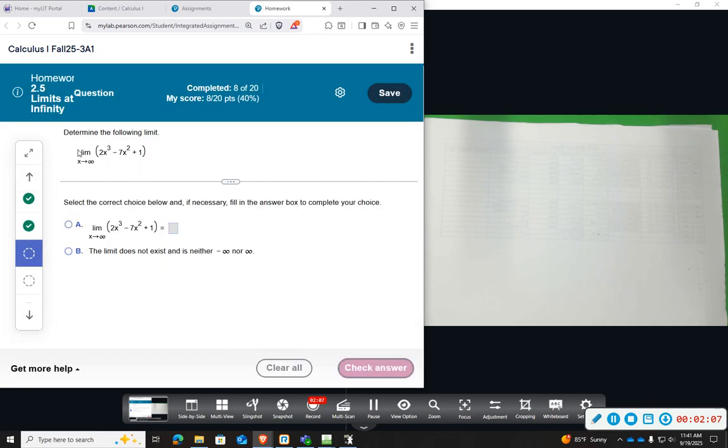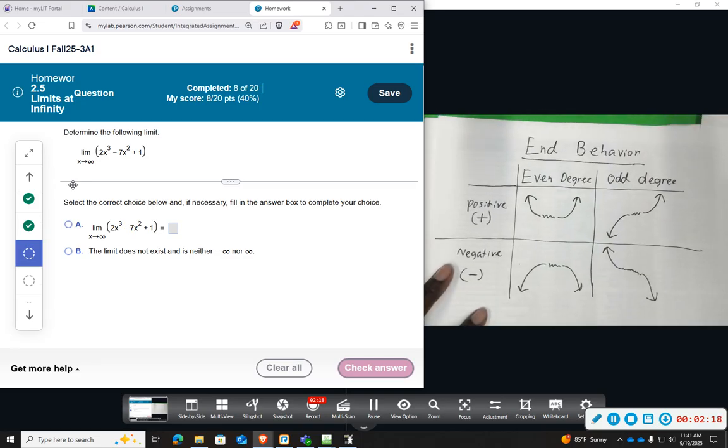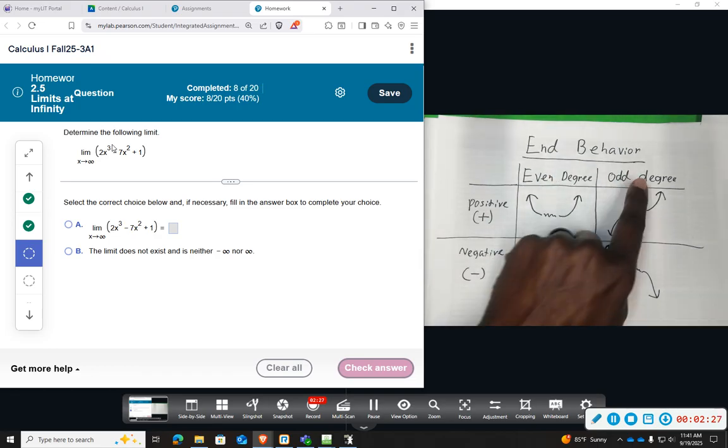All right, number 9, we want to find the limit of this polynomial. Okay, so the limit of polynomials, you just want to think about end behavior. Let me go back to this diagram just to kind of show you. We look at this polynomial, it has a 3, that is our degree. So when I talk about degree, we have an odd degree.